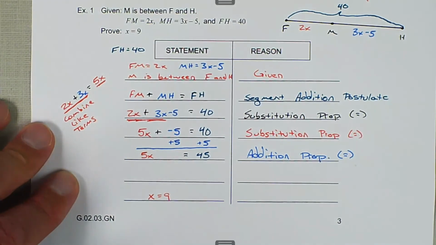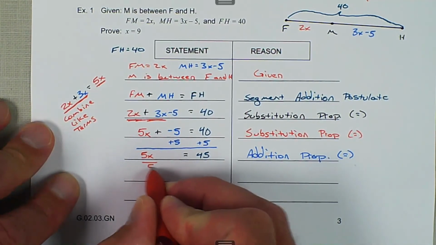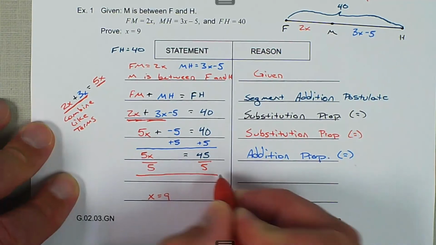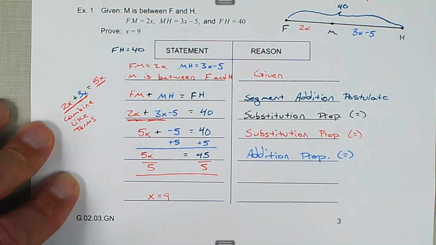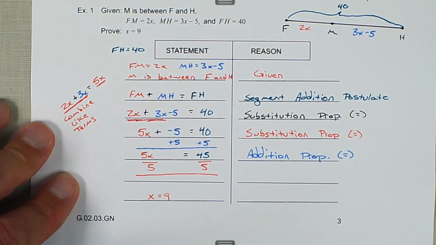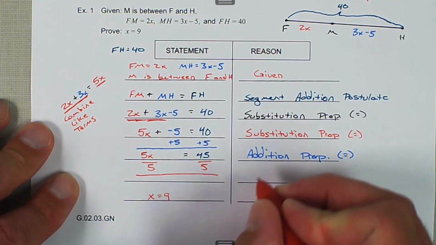So looks like we got about one step left here. And if we divide both sides by 5, then we get x is equal to 9. And the reason that we can divide both sides by 5 is the division property of equality.